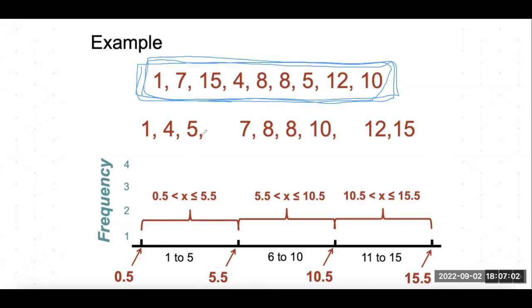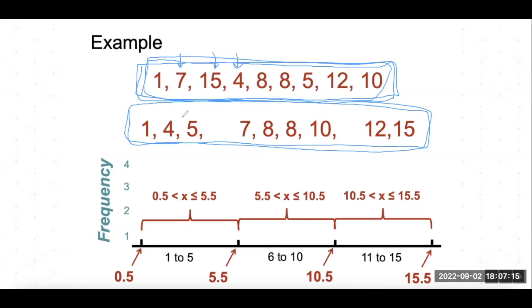So this is how it's done by hand. We have this data set. The numbers are completely out of order. So we go 1, 7, 15, 4. You order them, so you have a better idea of what the points are. And now we're going to put them into bins or the class intervals.